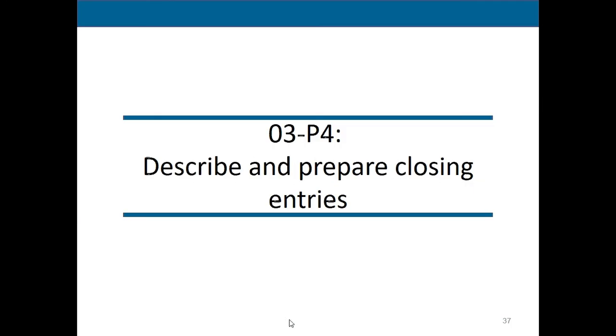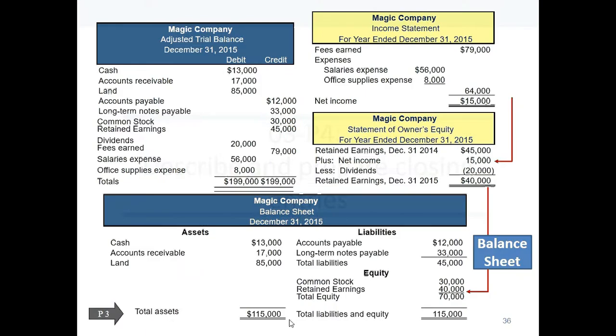All right, so now we've got to go one more step. We've done the adjusted trial balance, we've created the financial statements, and I'm going to go back a slide real quick. Remember how I said, somehow all of these things have to get into retained earnings. At some point in time, all of these numbers are going to be rolled up into retained earnings, and retained earnings is going to equal 40,000.